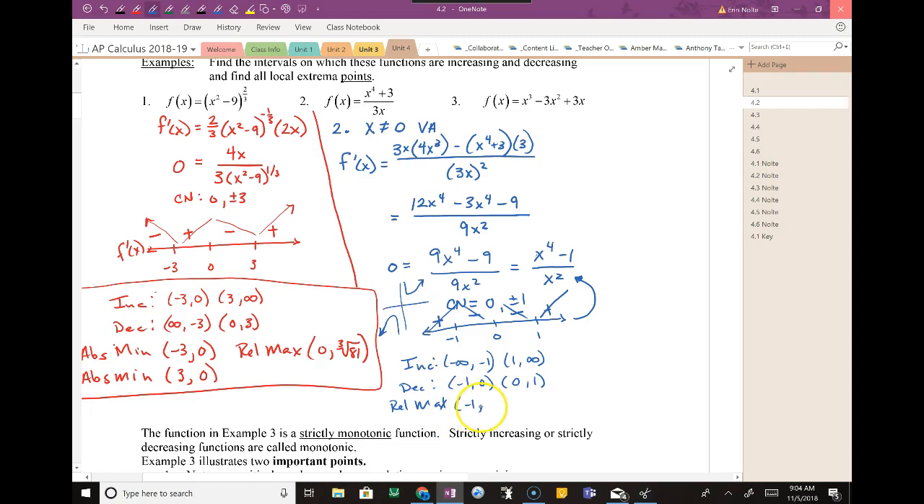Max at -1, so how do I find the corresponding y value? So 1 plus 3 is 4. 4 over -3, right? -4/3.